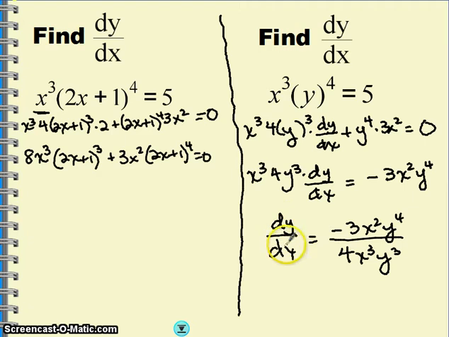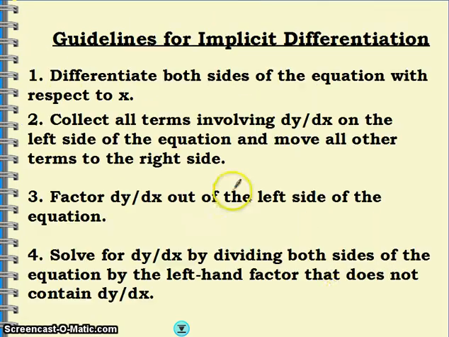This still means the exact same thing as it meant when we were finding derivatives before, and we can do all the things we did with derivatives with this. So let's look at the guidelines. Here are the guidelines for finding implicit differentiation. Again, you may want to pause and copy these down. I'm just going to highlight some of the things with this.